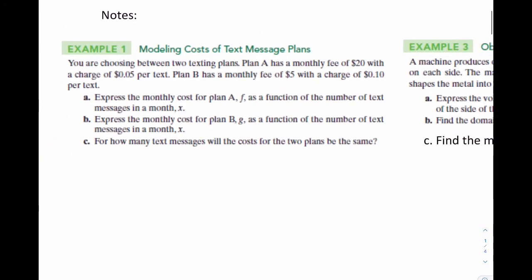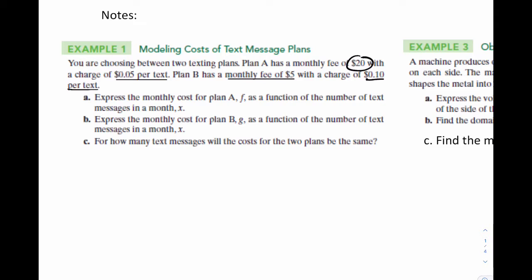We have 4 examples to talk about. It says you're choosing between 2 texting plans. Plan A is a monthly fee of $20 and a charge of 0.05 or 5 cents per text. Plan B has a monthly fee of $5 with a charge of 10 cents per text. So kind of an old problem. Phone companies don't really work this way anymore, but they used to work this way about 10 years ago. So that's kind of the context of this question. Essentially, it's saying per text you send, you have to pay money.